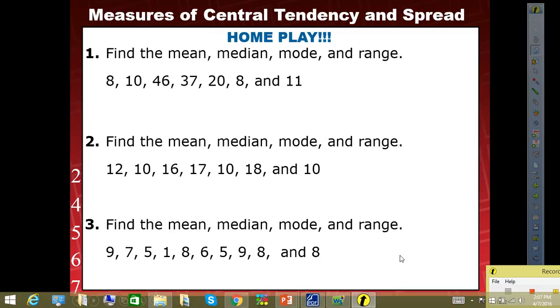All right. So show me with your fingers how comfortable you are with the measures of central tendency and range. Okay, that's 10. That's a 10. Thank you. 4, 5, 10. All right. Pretty good. All right. So as soon as you copy your home play, yes.